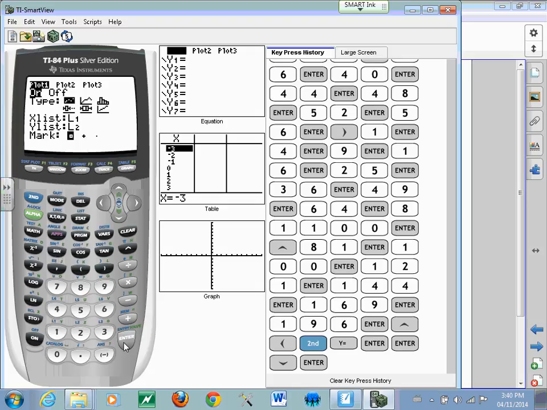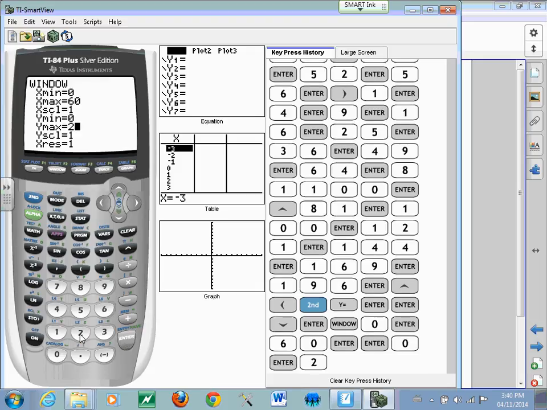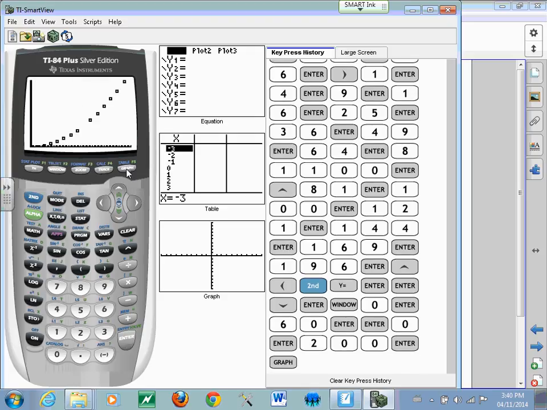But before we graph it, we have to put an appropriate window on. So let's press window. On our x-axis we have perimeter, so 0 is our minimum value for perimeter, and our maximum we said was about 60. Our minimum area will be 0, and our maximum we said is around 200. Let's press graph and see if we get our scatter plot.